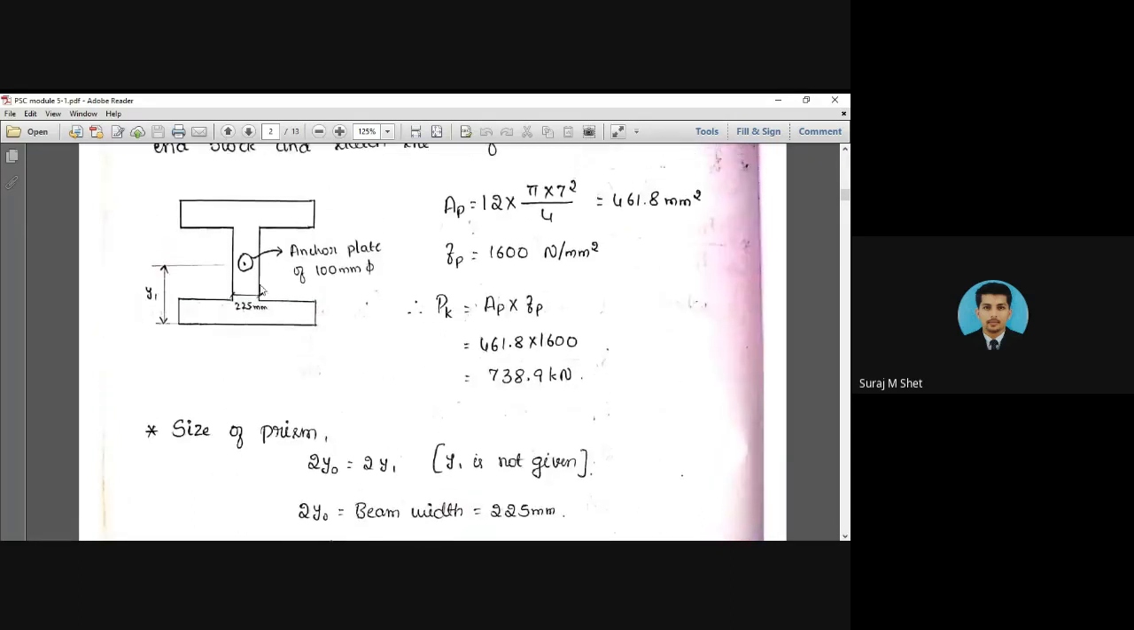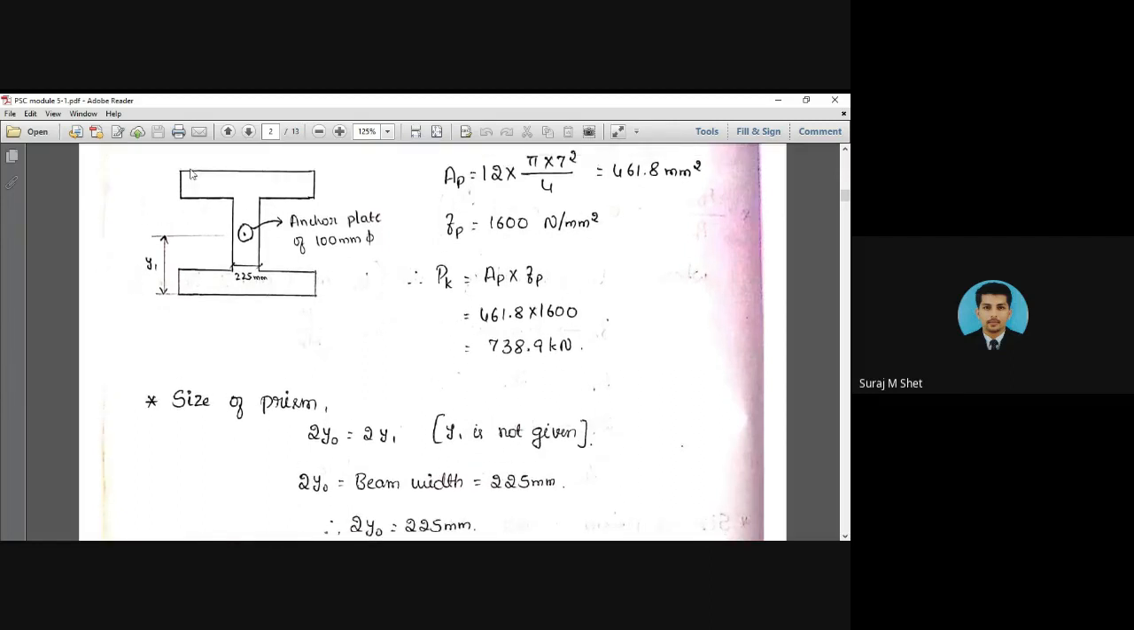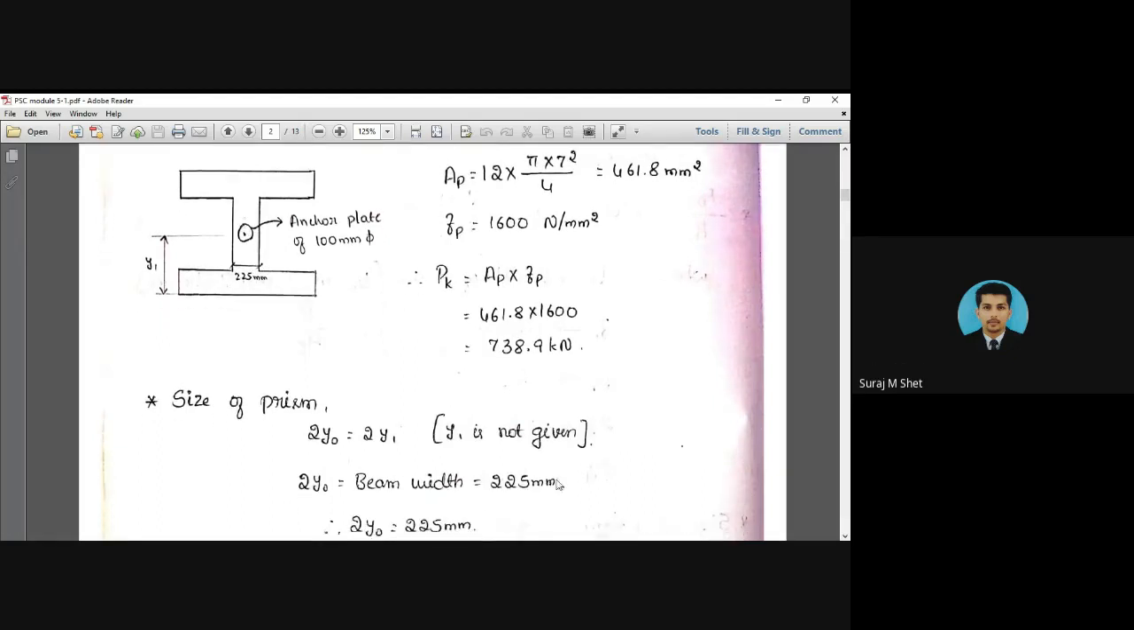Now I already told there will be a calculation of the size of the prism. Size of the prism is nothing but there will be two criteria. First one, I'll explain the second one later. First you have to compare with the width of the beam. So what is the width of the beam? The width of the beam is given as 225. See here, this is the width of the beam, which is 225 mm.